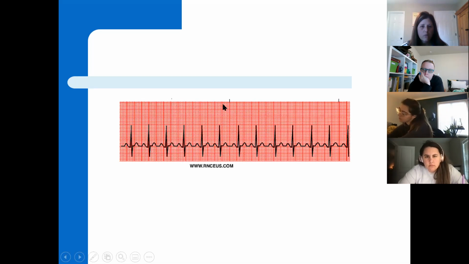Make sure it's 1, 2, 3, 4, 5, 6, 7, 8, 9, 10, 11, 12, 13, 14, 15. Okay, so there should be a hash mark here. They just omitted it for whatever reason on this drawing. So I have a 6-second strip from here to here.